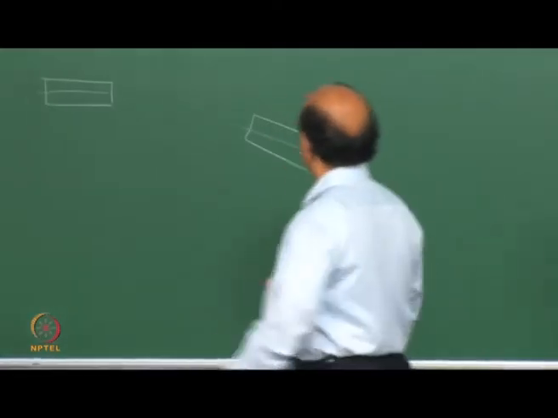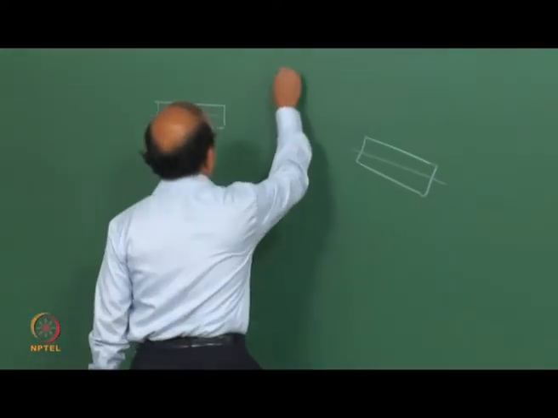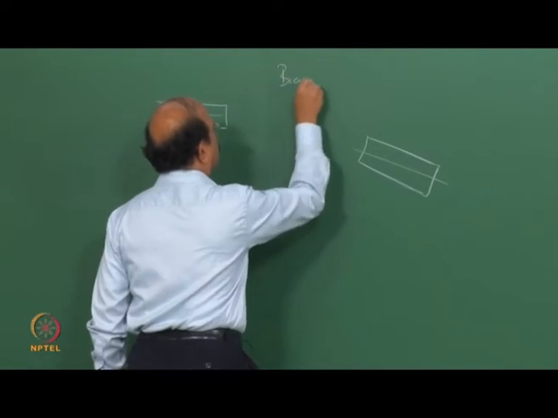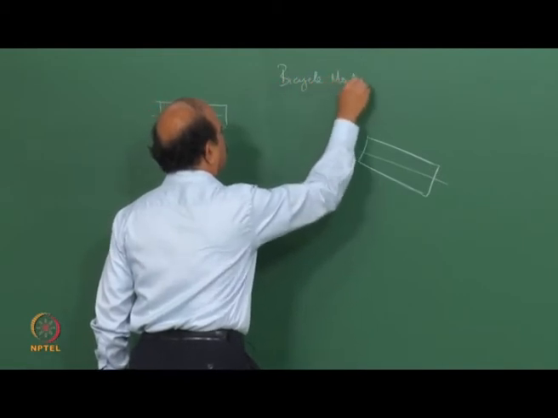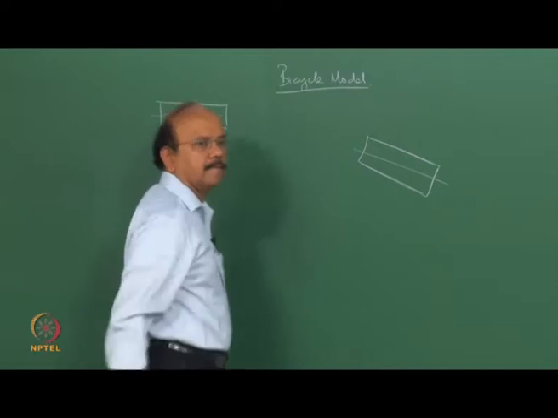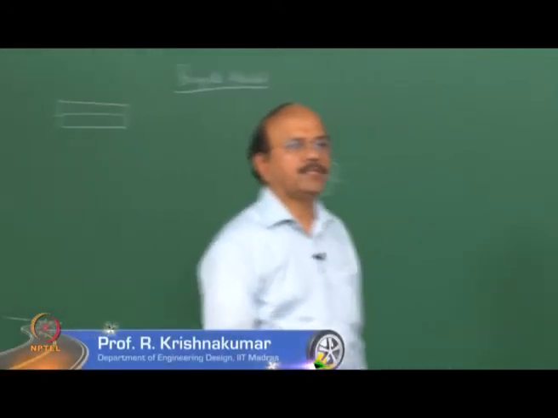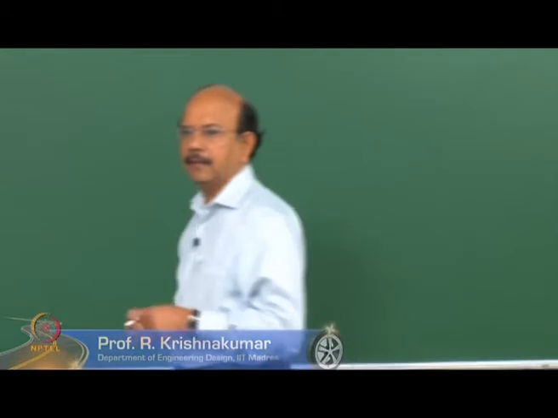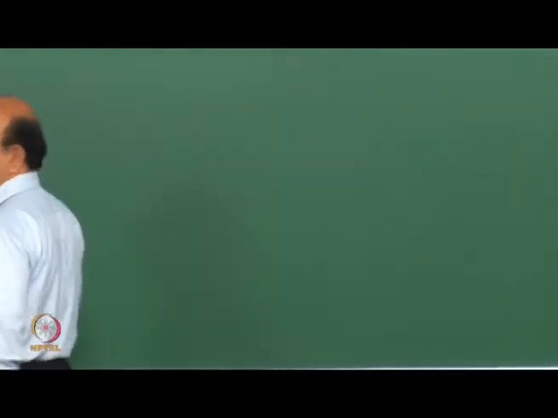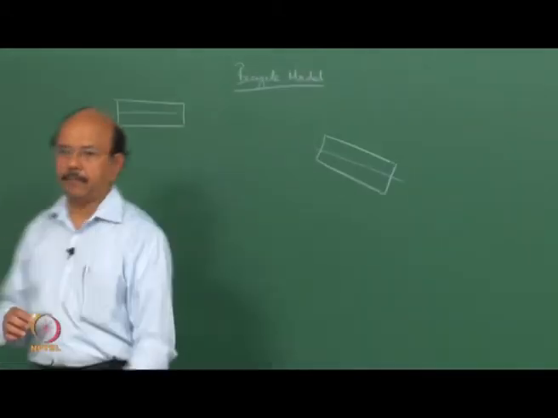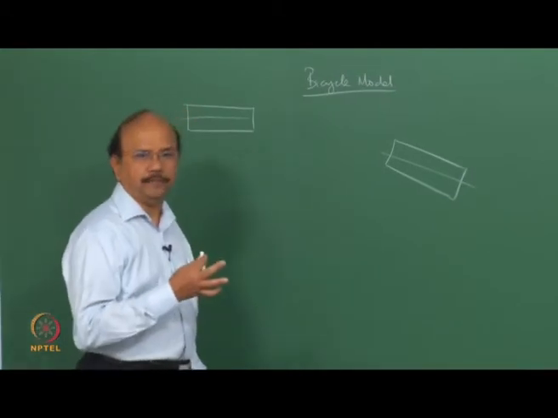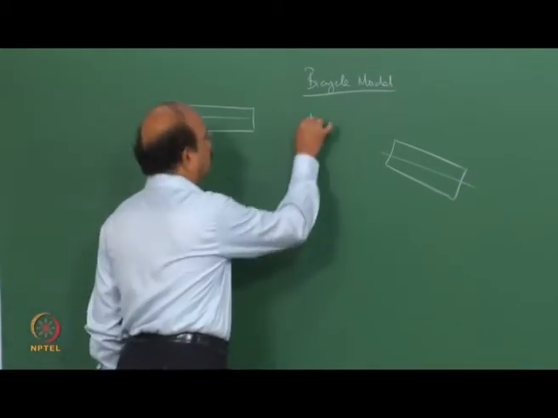In the last class, we were looking at a very simple model which we called the bicycle model. We said that we will collapse the two tires of the wheels into one in the front and the rear, right? And define this model by means of 2 degrees of freedom. This is what we said.